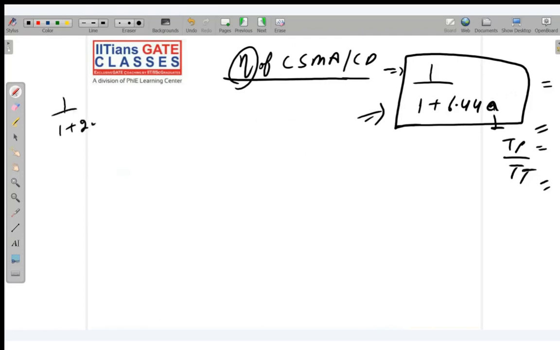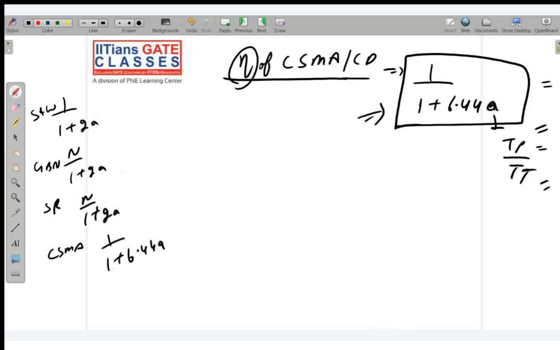1 upon 1 plus 2a for stop and wait. For GBN it was n upon 1 plus 2a. And for SR also n upon 1 plus 2a. And for CSMA/CD, efficiency is 1 upon 1 plus 6.44a. So you should remember this thing, so you can answer many questions.